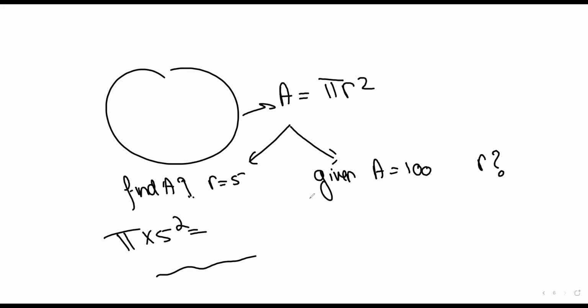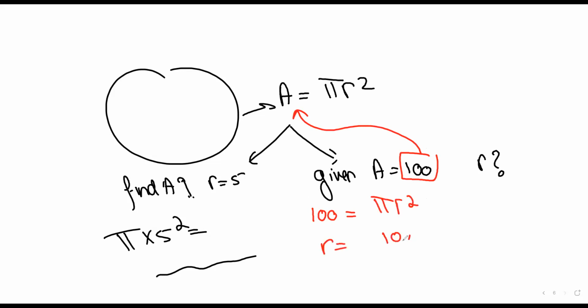Now, in this case, what do I do? Yes, I will create an equation. I will replace the area with 100. 100 equals pi r squared. And then I will make r subject to calculate the radius.